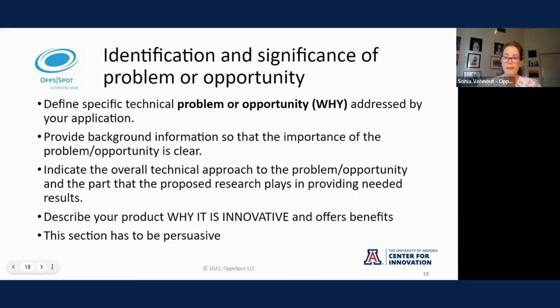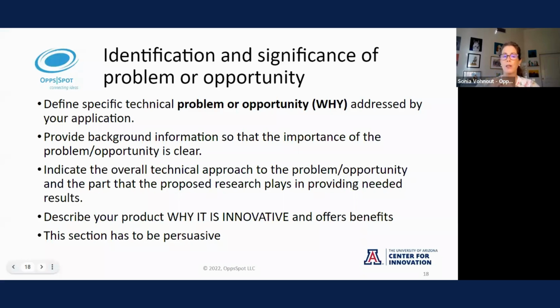Okay, so when you're working on the identification and significance of the problem, first describe what's the technical problem and opportunity that you're addressing, and provide as much background information so that it makes it clear to the reviewers you understand what is the state of the art and what is the gap or the deficiency of the state of the art, and how you're going to fill in and make that improvement, and indicate very high level what's going to be your approach and how you're going to vary and what the opportunity here is to improve the state of the art, and describe why you're innovative and what are other benefits.